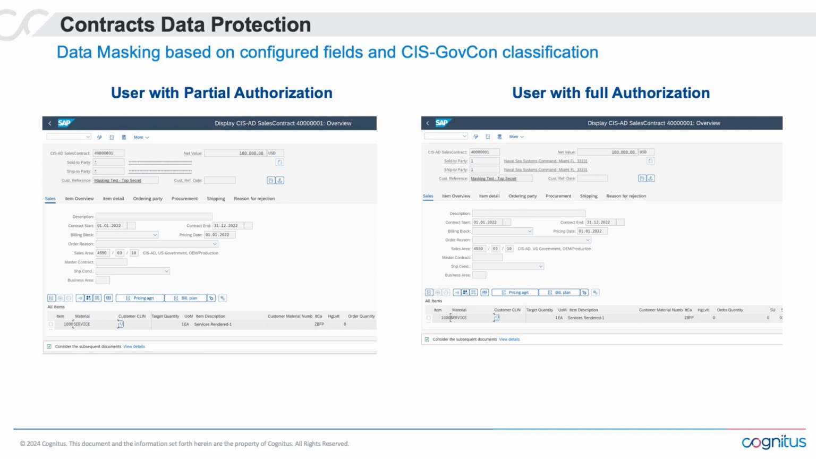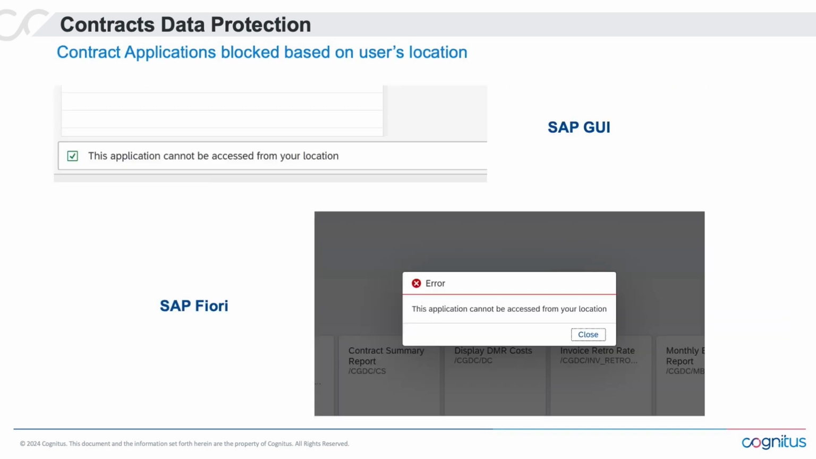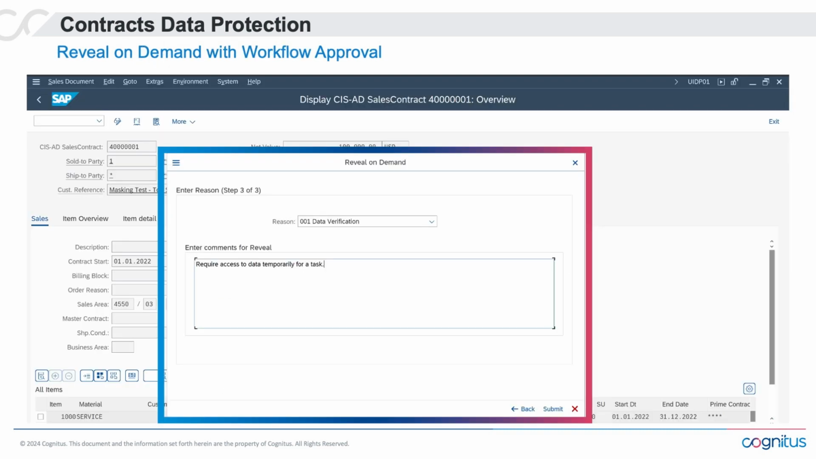Another important thing to note is that this behavior is configurable and we can define which fields can be viewed at what level of authorization for protected documents. And here on the next slide, we can see how contract application blocking works, wherein based on user's location, we can restrict access to the contract applications. And here we see how a reveal request can be created to display masked information, and this triggers an approval process.